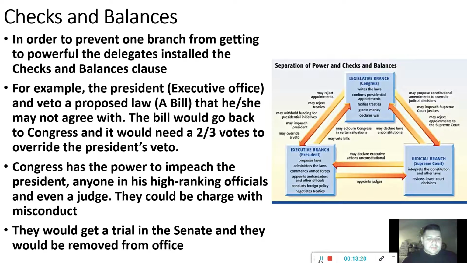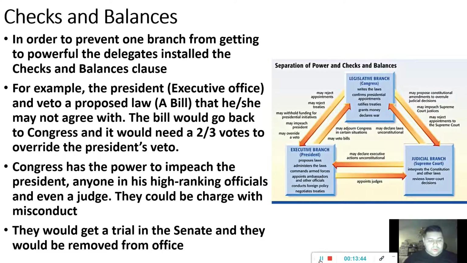Another thing too that Congress has power to do is impeach. They can impeach not only the president but the judges in the Supreme Court and federal judges, as well as their own senators, own members of the House of Representatives. They can basically impeach those guys too.